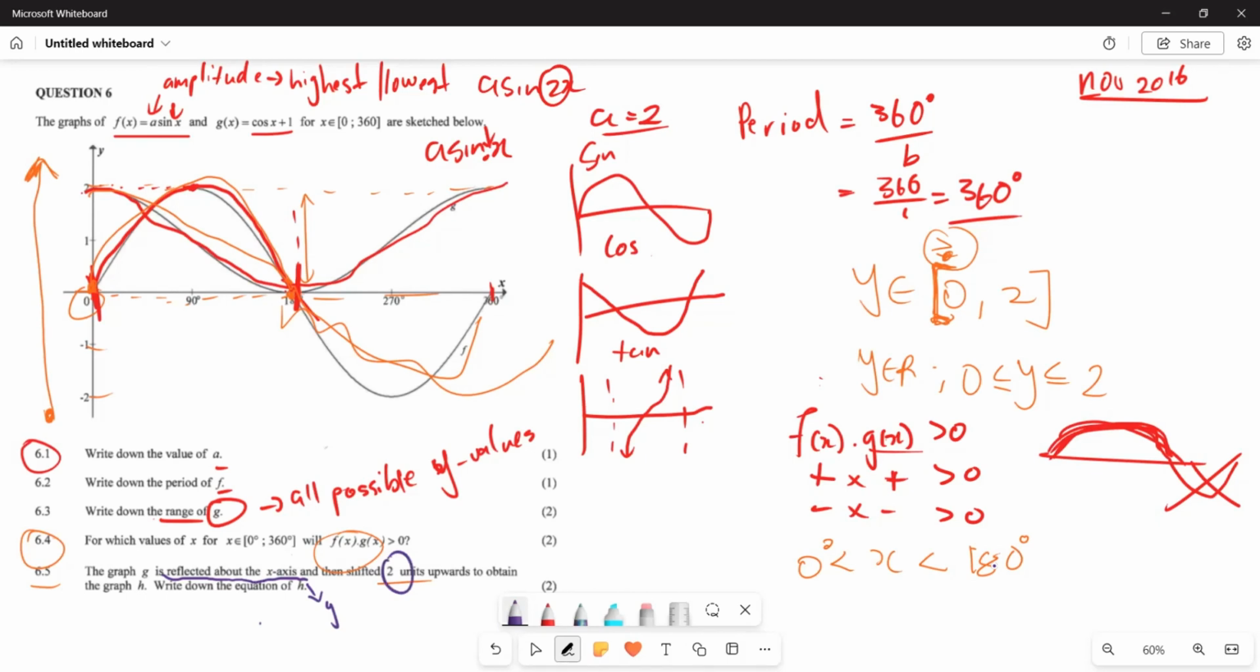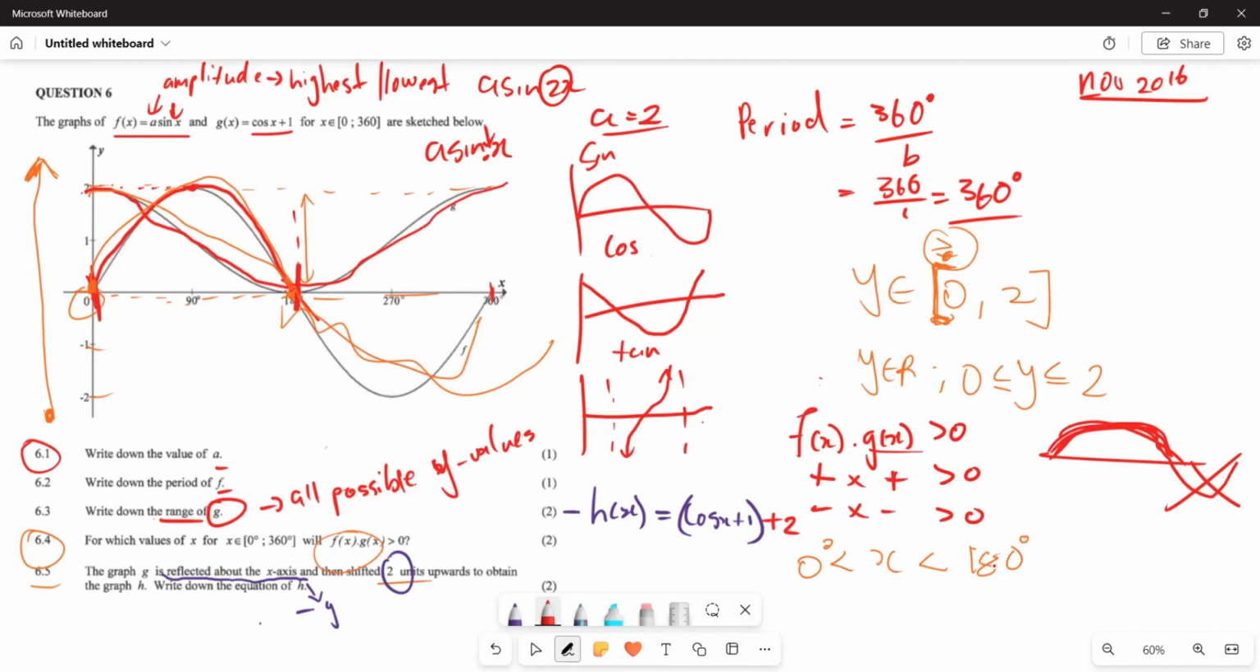Which means basically the graph of h of x is going to be equal to what? Now, I said when it's reflected about the x-axis, your y becomes negative. So the graph of h is going to be negative times the graph of g of x that we are having. The graph of g of x, isn't it that it's cos x plus 1, isn't it so? But now they are saying you are shifting how many units? 2 units upward, which means it's also going to be plus 2. Isn't it so?